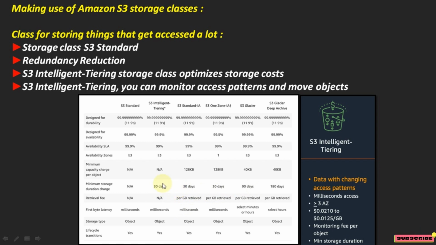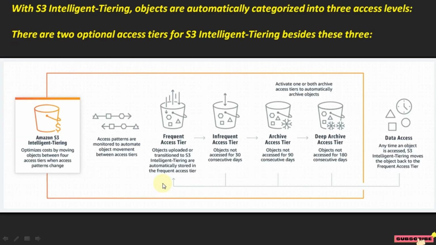So there are two optional access tiers for S3 Intelligent-Tiering besides these three. So what is the concept? For data that can be accessed asynchronously, you can activate the Archive Access tier with S3 Intelligent-Tiering. If an object hasn't been accessed for 90 days, the Archive Access tier automatically archives it. S3 Intelligent-Tiering also lets you activate Deep Archive Access for asynchronously accessible data. When Deep Archive Access is activated, objects that haven't been accessed for 180 days automatically get archived.